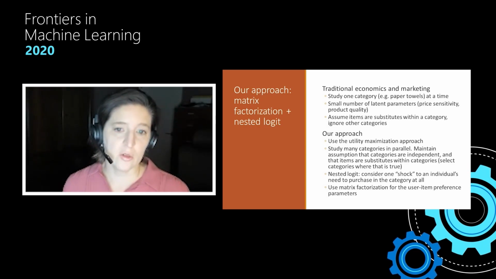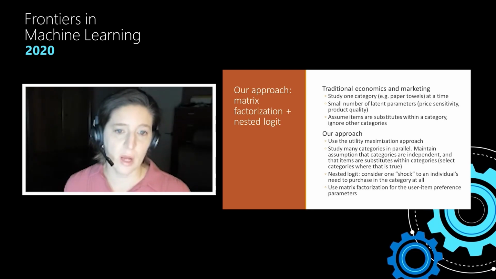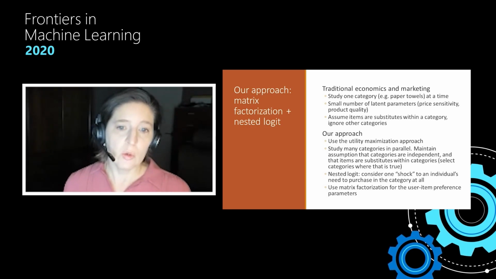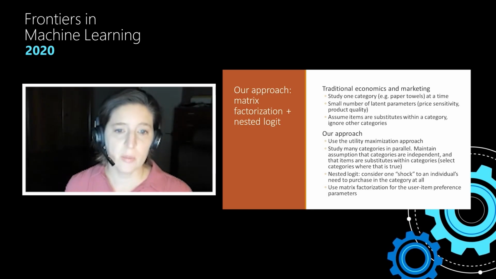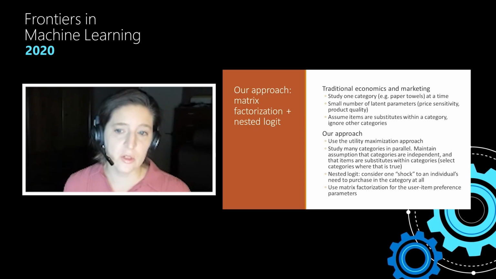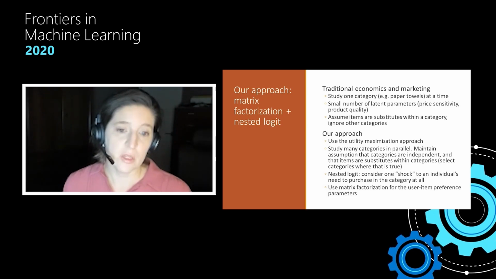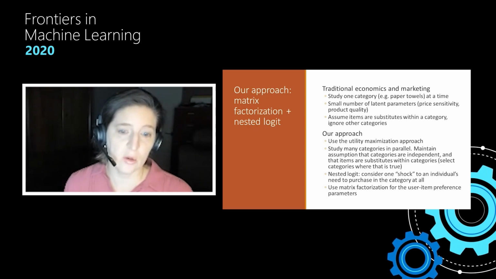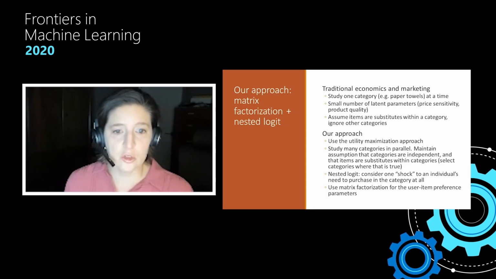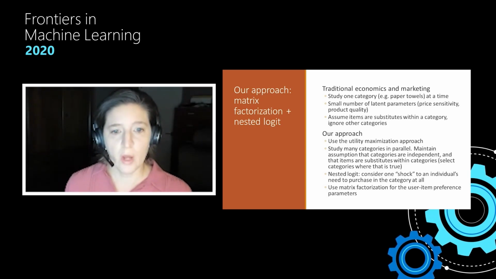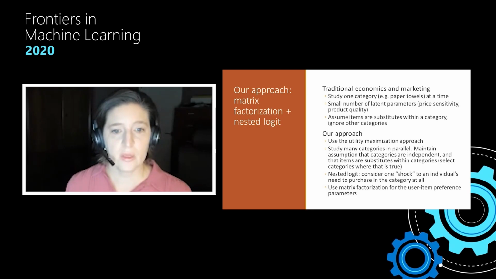We look at more than 100 categories, more than 1,000 products at the same time. We maintain the assumption that categories are independent and that items are substitutes within the categories. And we select categories where that's true. So categories of items where the consumers typically only purchase one brand or one of the item.